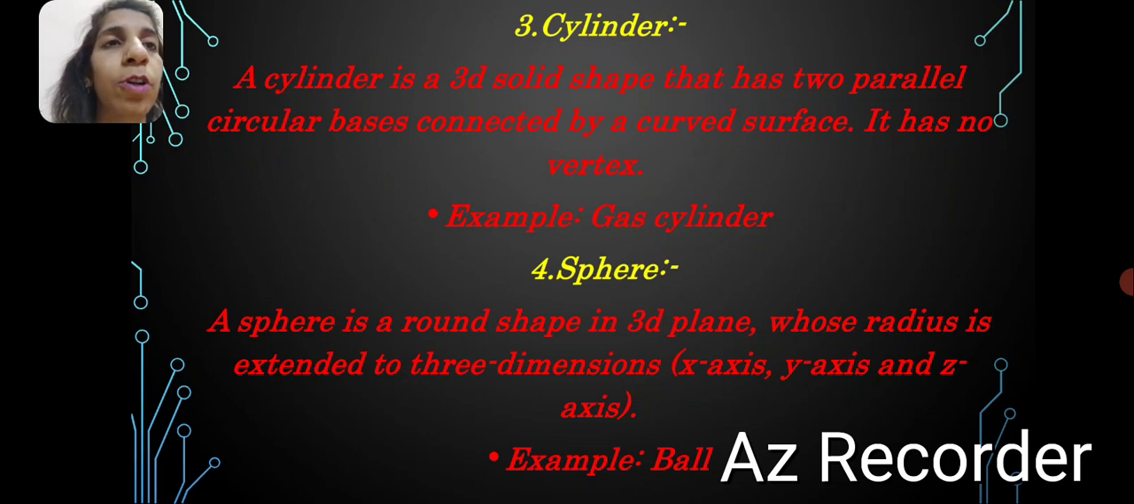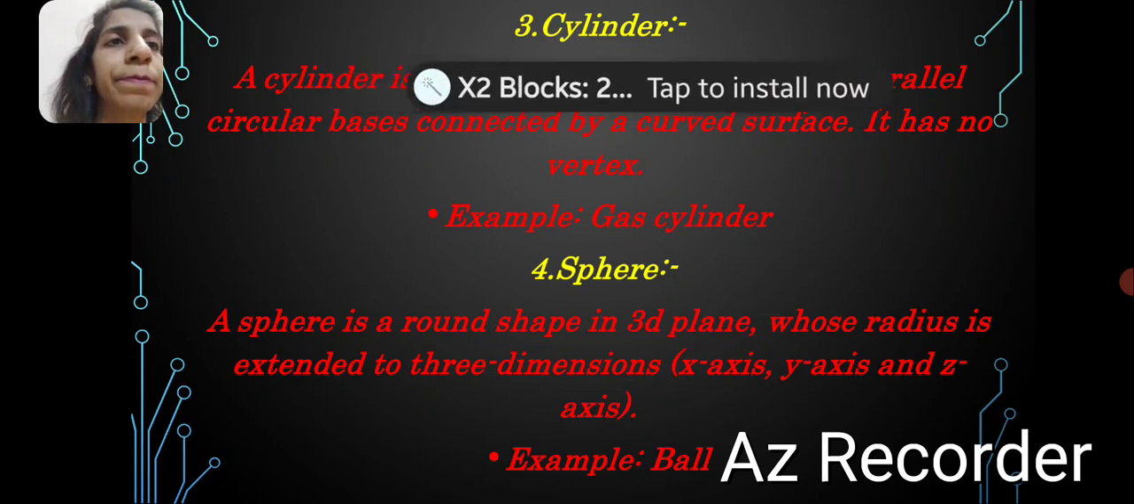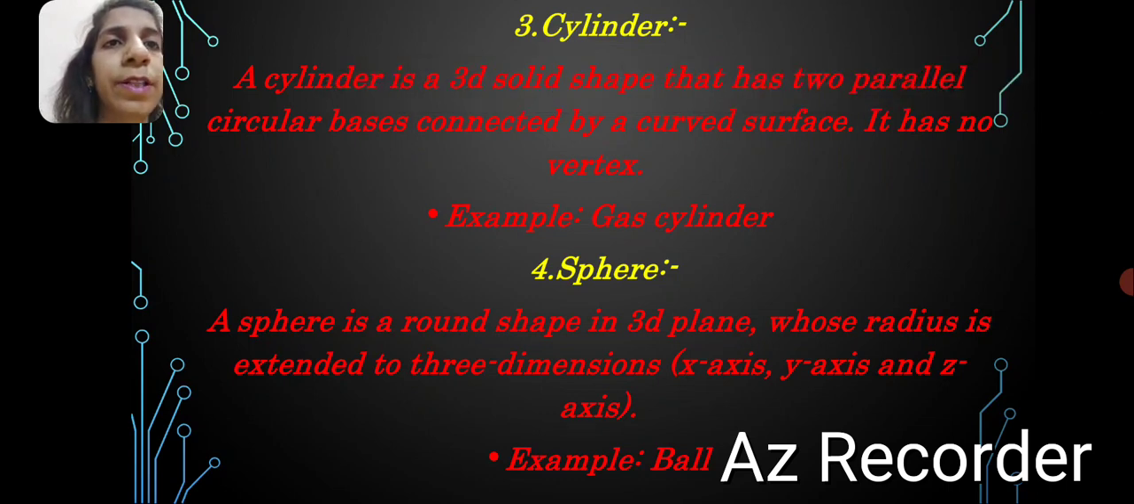Next, let's move on to the cylinder. A cylinder is a 3D solid shape that has 2 parallel circular bases connected by a curved surface. It has no vertices. Example: gas cylinder. Next, sphere. A sphere is a round shape in 3D whose radius is extended to 3 dimensions: x-axis, y-axis and z-axis. Example of sphere is a ball.